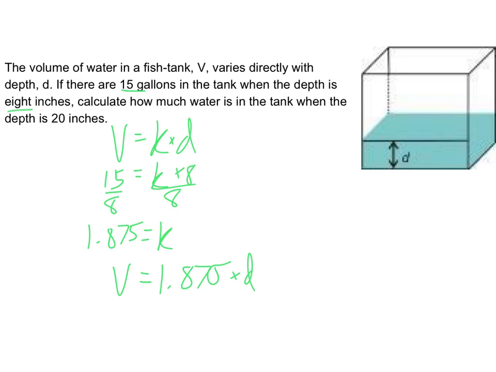So then they give us our depth of 20 inches. So to solve for the volume, I plug 20 in for D, and I multiply it by 1.875. And when I do that, I get that the volume is 37.5 gallons.